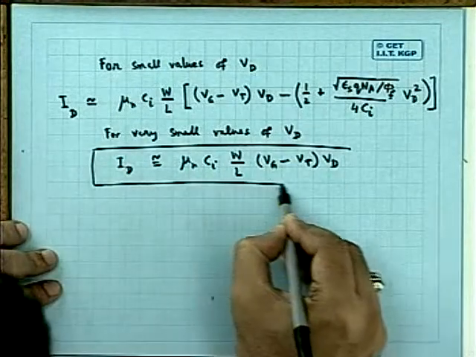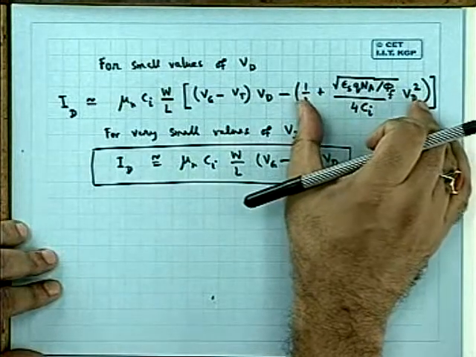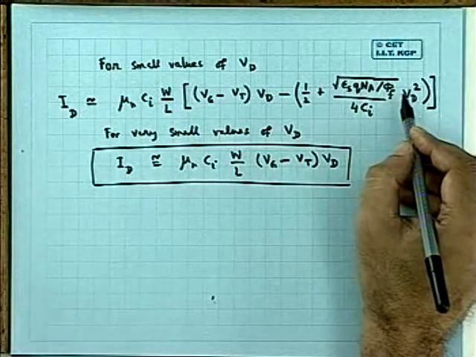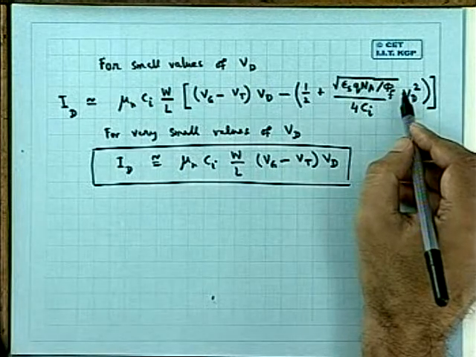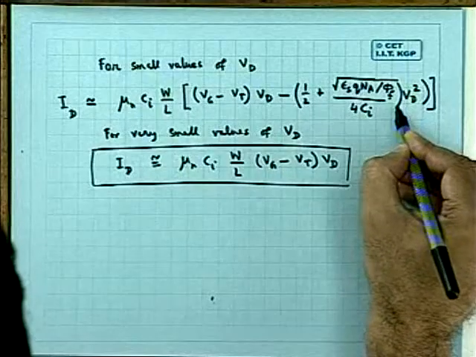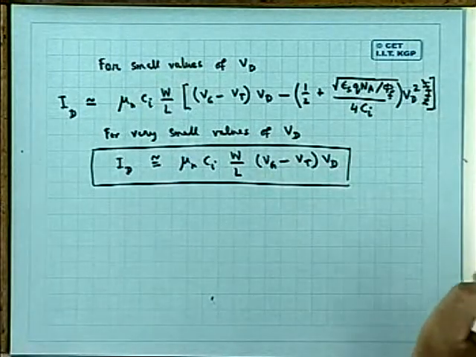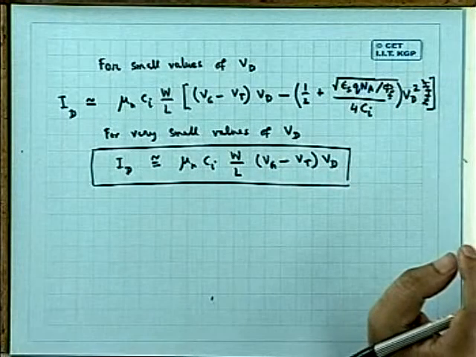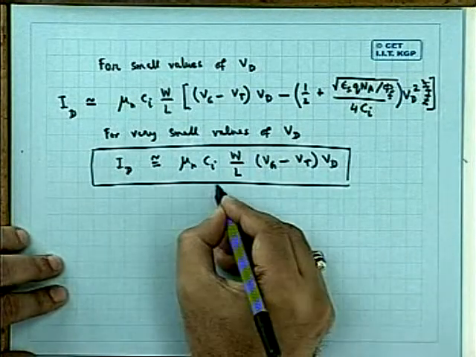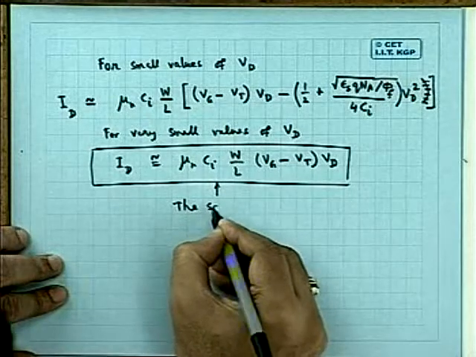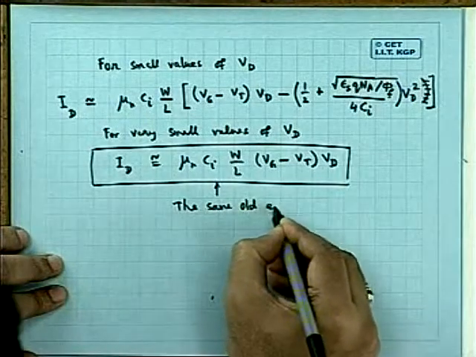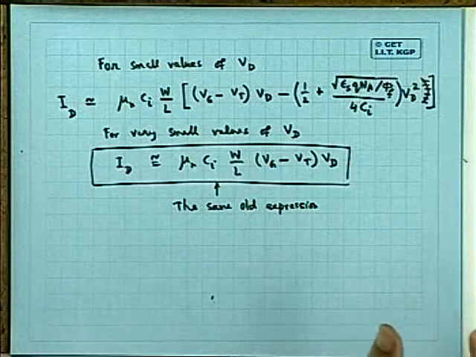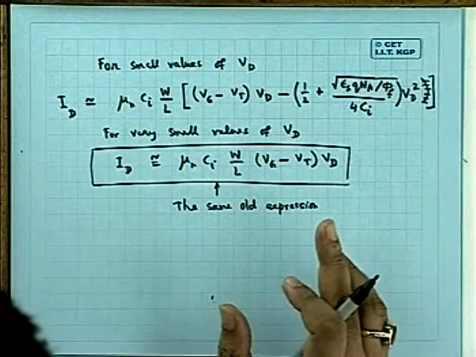So you see, for very small values of V_D, this overall term goes. Sorry, there is a little mistake. Half this V_D squared, this second bracket here goes. This is the same old expression, and from there you get the same values for g_m and g_D. And there is no need of any further discussion.